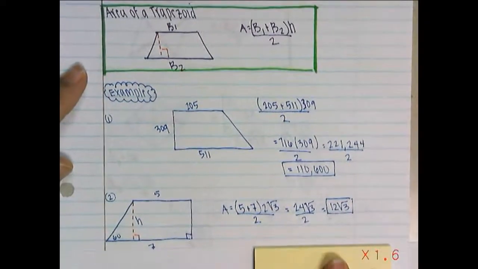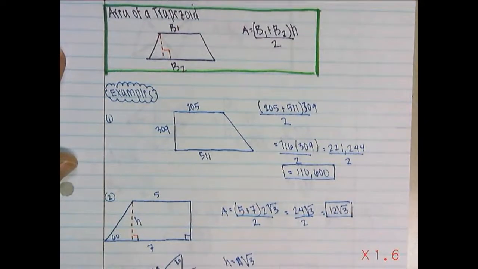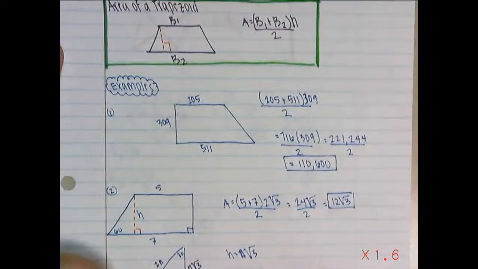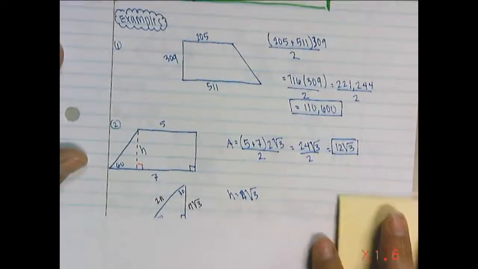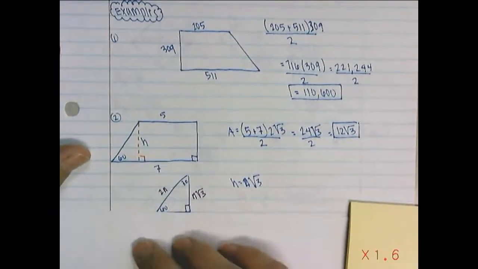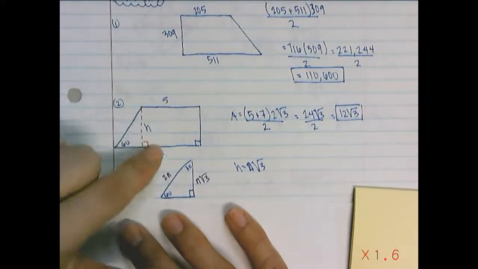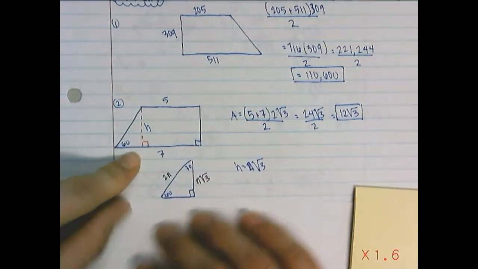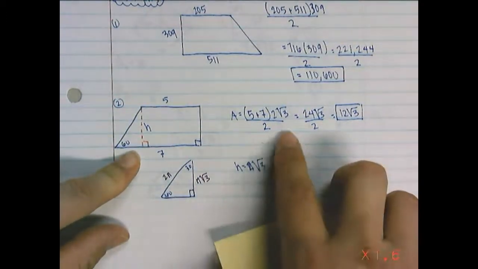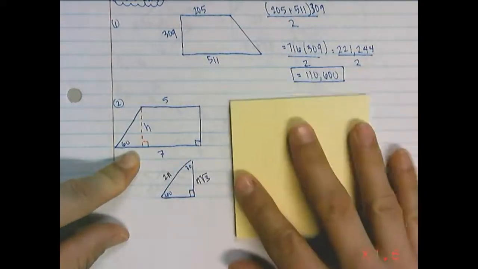All right, I contemplated doing this one, and I think I will. Okay, so what happens here is we have another trapezoid. Right, again, we're going to add our bases together, 5 plus 7, and we're going to multiply it by the height. But if you notice, you'll see that I've already found my height. But here in this figure, I don't know what my height is.